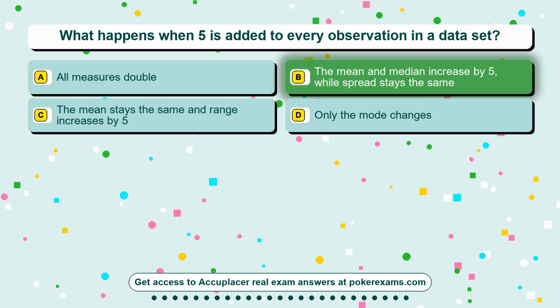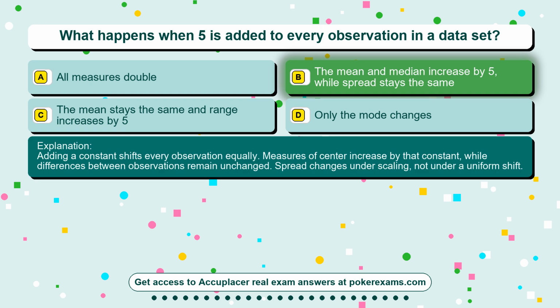The correct answer is option B, the mean and median increase by 5, while spread stays the same. Adding a constant shifts every observation equally. Measures of center increase by that constant, while differences between observations remain unchanged. Spread changes under scaling, not under a uniform shift.